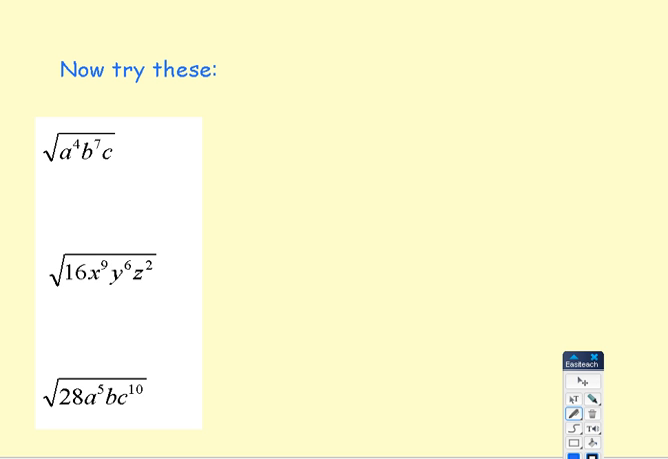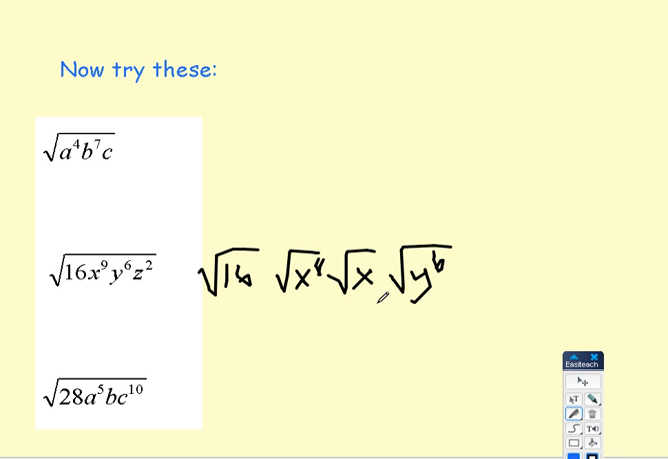All right, we're going to actually try the second two because I think those are the ones that would be tougher. And I've got a minute left, so maybe we might only get through one. So the square root of 16, x to the 9th, y to the 6th, z squared. Okay, well, the square root of 16, I know that's a perfect square. And the square root of x to the 8th, that's a perfect square. I'm left with that times the square root of x. The square root of y to the 6th, that's a perfect square. And the square root of z squared.